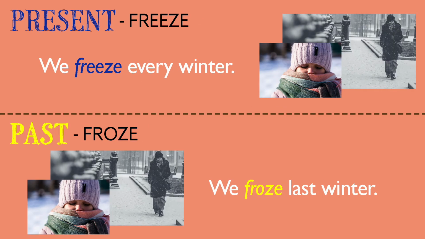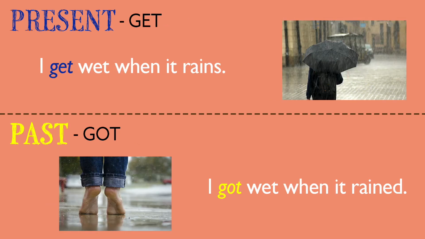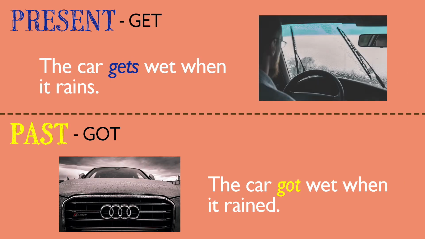Freeze. We freeze every winter. Froze. We froze last winter. Freeze. The ice freezes in winter. Froze. The ice froze last winter. Get. I get wet when it rains. Got. I got wet when it rained. Get. The car gets wet when it rains. Got. The car got wet when it rained.